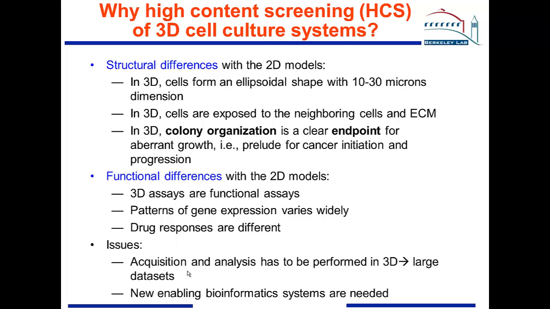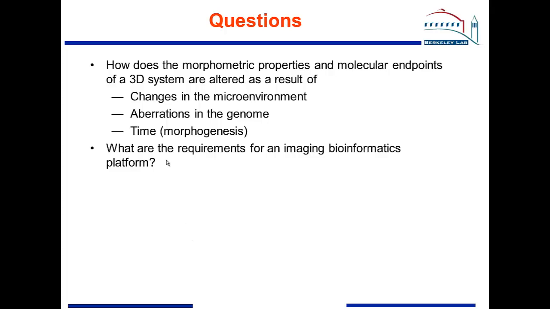However, in most cases, three-dimensional cell culture models need to be imaged, visualized, and processed in full 3D volume, which impose a number of bioinformatics challenges. What are the questions that we would want to ask from an imaging bioinformatics system? How do the morphometric properties and molecular endpoints of a 3D system get altered as a result of changes in the microenvironment, aberration in the genome, that is mutation or changes in the copy number, or simple developmental processes such as colony morphogenesis? What kind of an imaging bioinformatic platform is needed to support asking these questions?